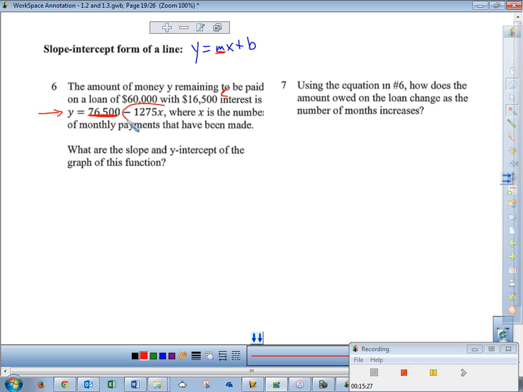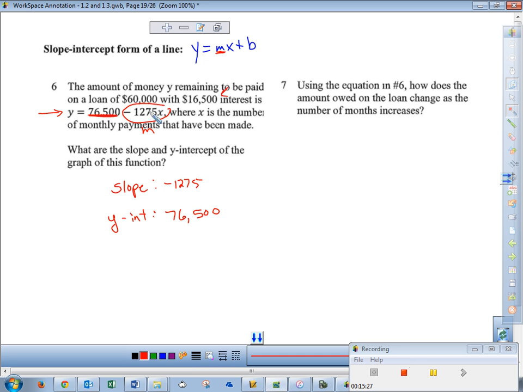Do you see that this is the slope because it is the coefficient of x, right there? It's the number in front of x, and this is how much you started with. So what is the slope and the y-intercept? Slope is 1275 or negative 1275? Negative 1275. No x's are involved with the slope. And then your y-intercept is 76,500. Backwards order.